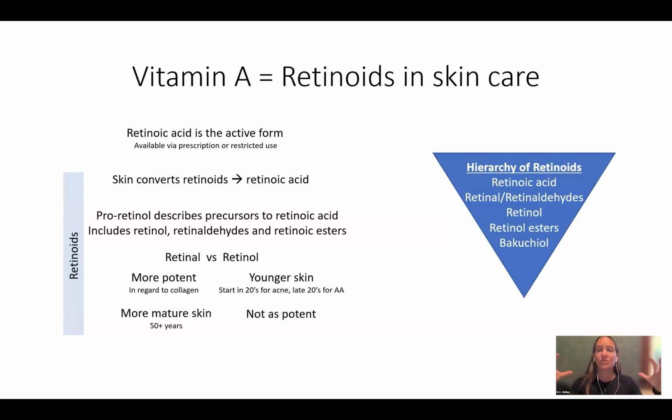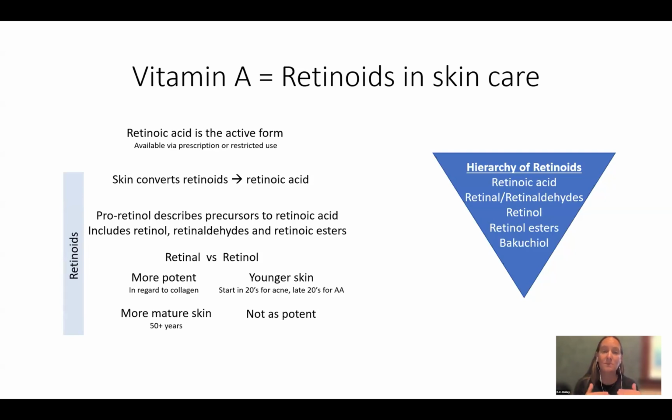So retinoids is actually a classification of ingredients, and they are all derivatives of vitamin A. So anytime you see the term retinoids, we're talking about vitamin A. And the active form of vitamin A for your skin is something called retinoic acid. Retinoic acid, though, is not readily available across the globe in cosmetic ingredients. It's reserved for something that you would get from a dermatologist or a doctor.